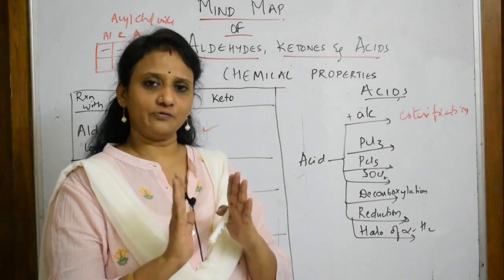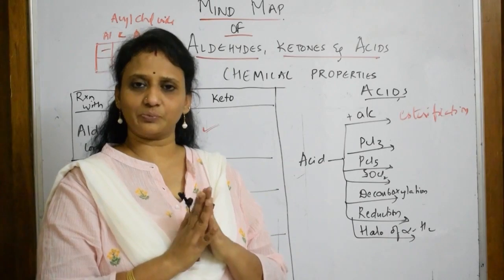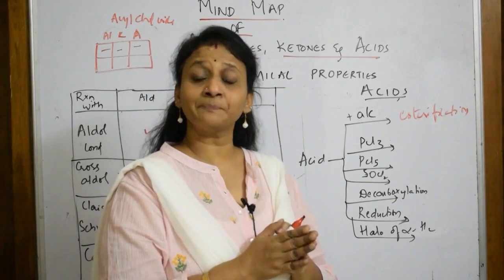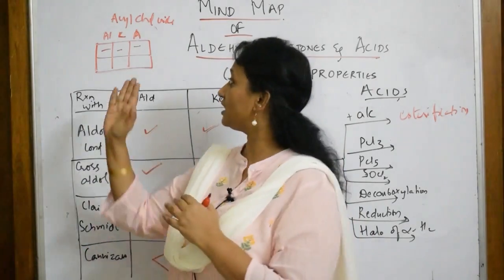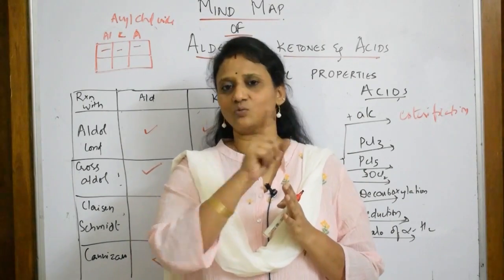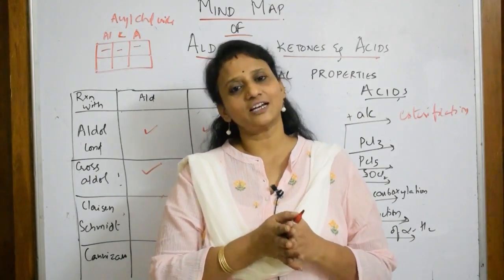Now I think you have a basic idea of what the preparations and chemical properties are. Now let us start with the first thing, that is preparations, and we will be doing that in this way. So a comparative study of aldehydes, ketones, acids, and at once you will understand. So let's come and start with those.